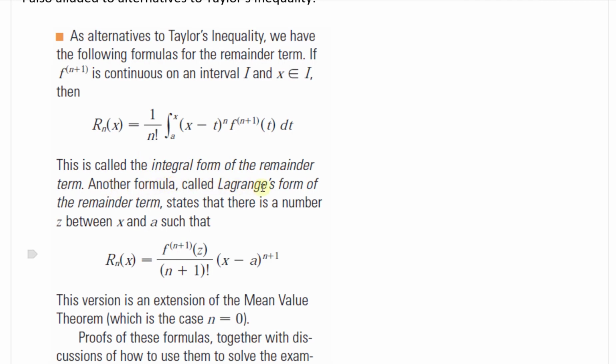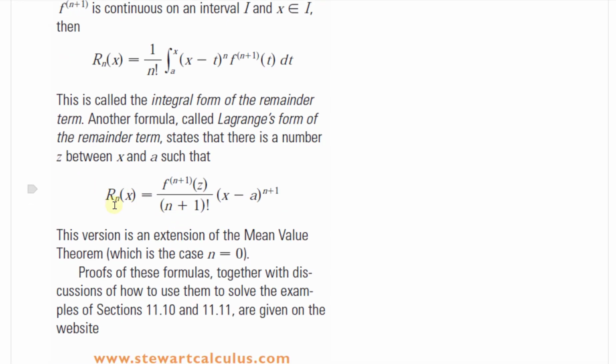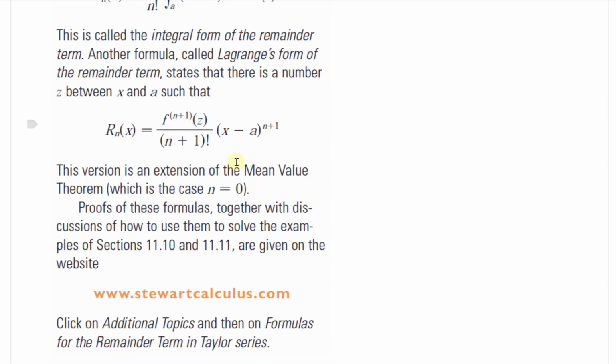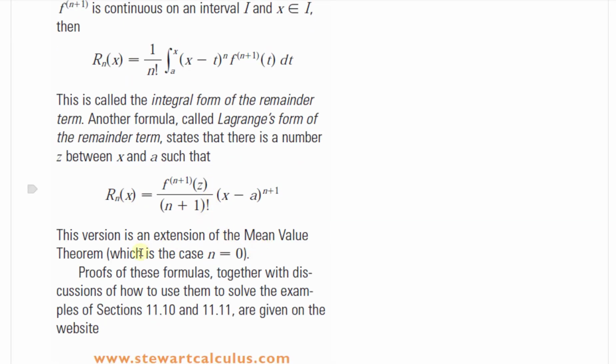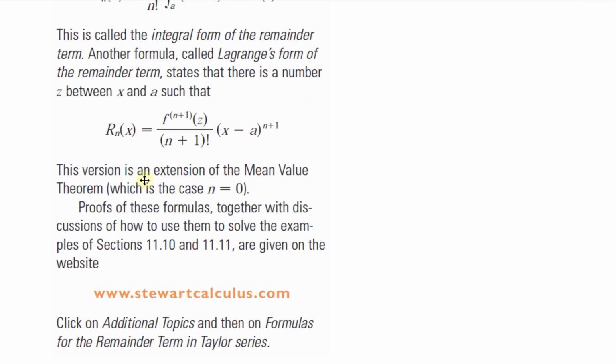Another formula, called Lagrange's form of the remainder term, states that there is a number z, though in this video I'm going to call it c, between x and a such that the remainder R_n(x) equals the n plus 1 derivative of f at z, divided by (n plus 1) factorial, times x minus a to the power of n plus 1. This version is an extension of the mean value theorem, which is the case n equals 0, and I'll cover this later in this video.